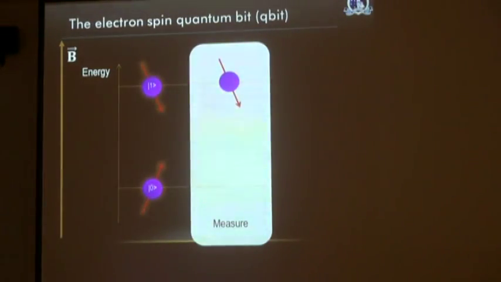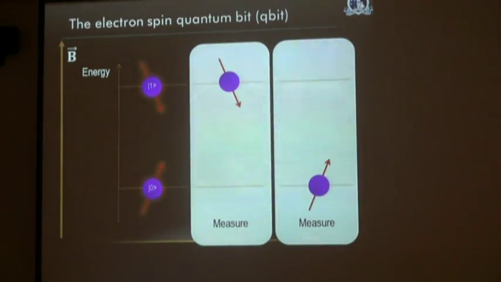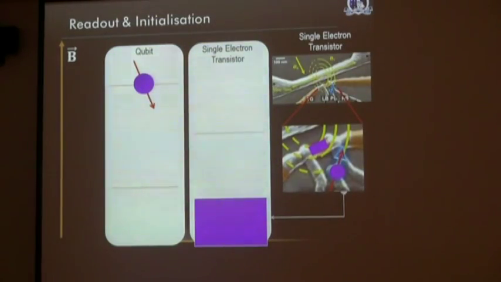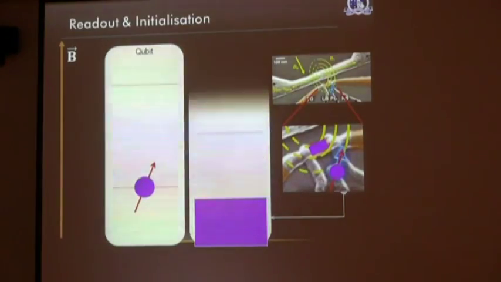When we read it out, we'll read out only the classical values of either down or up over time. And the way you do this is with the single electron transistor that's nearby. You can adjust the energy levels such that you get this transition down to the ground state here, and you get a flow of current through the transistor, and you can tell what orientation the electron's in.